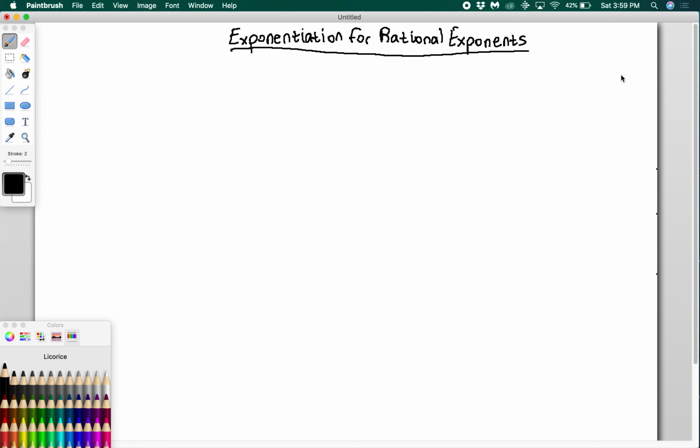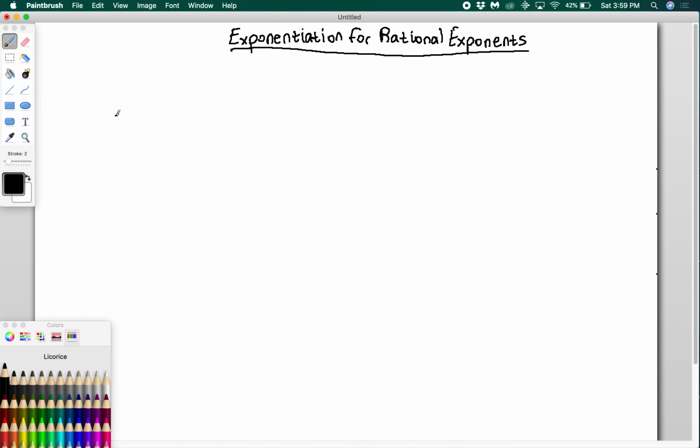In this video, we're going to talk about exponentiation for rational exponents. If you think back to your definitions of sets of numbers, a rational number is a number that can be expressed as a ratio of two integers. That means that so far we've been working with just integers as our powers, but now we're going to work with negative integers because those are rational. We're going to work with 0, and we're going to work with fractions as well.